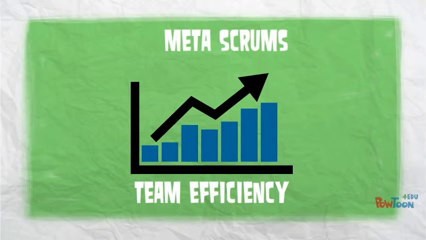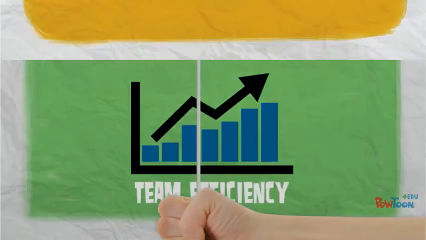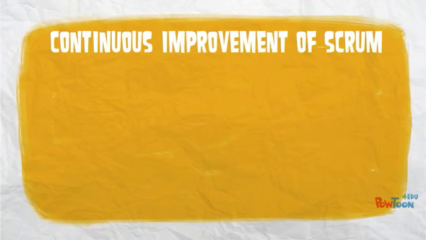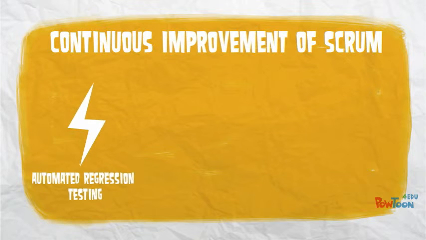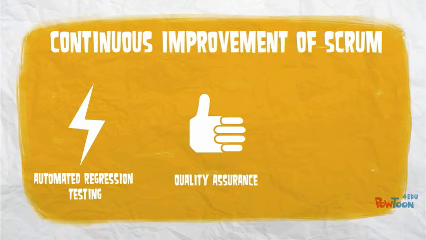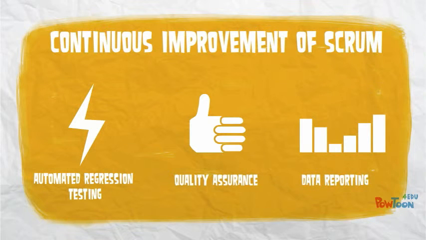Scrum will continue evolving to make teams more agile and efficient. The future of Scrum will involve improvements in automated regression testing, quality assurance, and data reporting. Improving in these areas will allow the team to focus more on developing and less on testing and reporting.